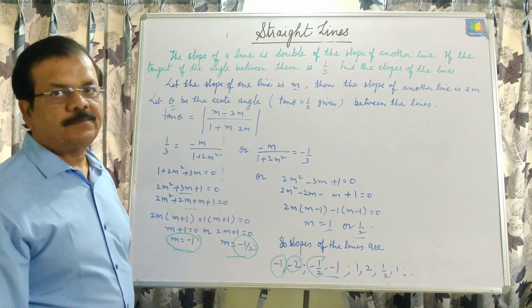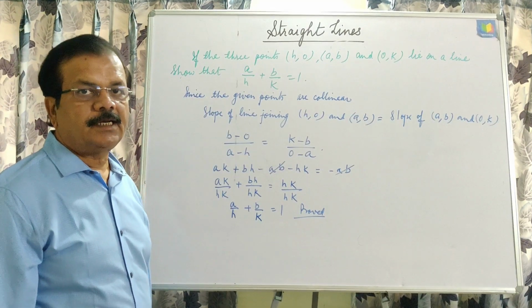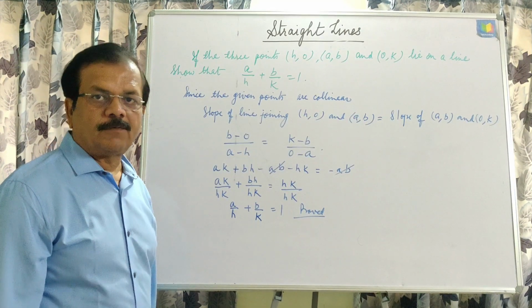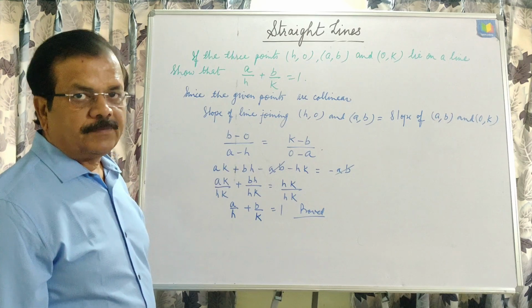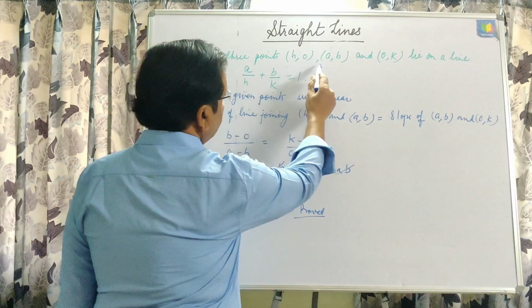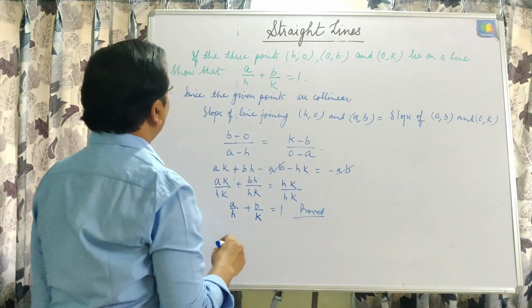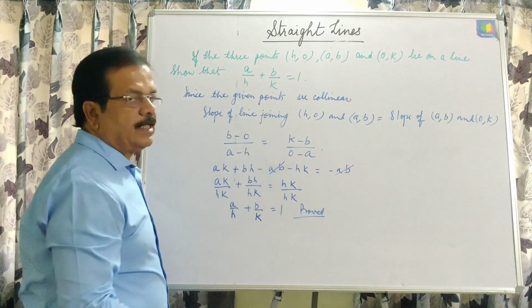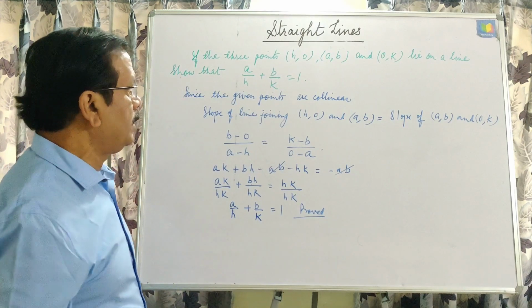Now next question. This question is related to the collinearity of points, that is, if the points lie on the same line, that is, if 3 points (h, 0), (a, b) and (0, k) lie on a line, then show that a upon h plus b upon k is equal to 1.